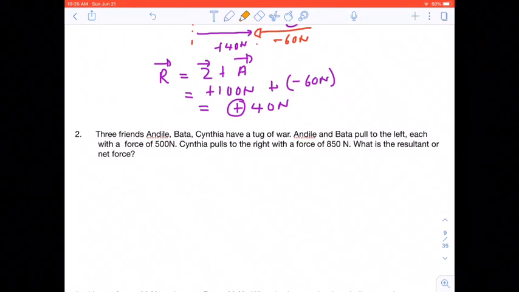Here we have three friends, Andile, Bata, and Cynthia. They have a tug of war. Andile and Bata pull to the left, each with a force of 500 newtons. Cynthia pulls to the right with a force of 850 newtons. What is the resultant or net force?